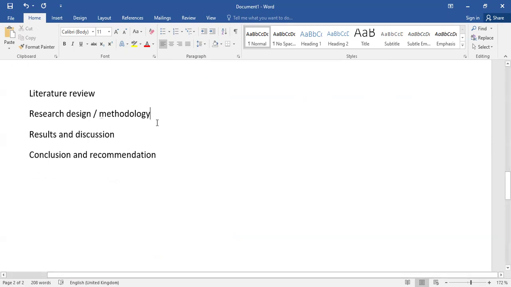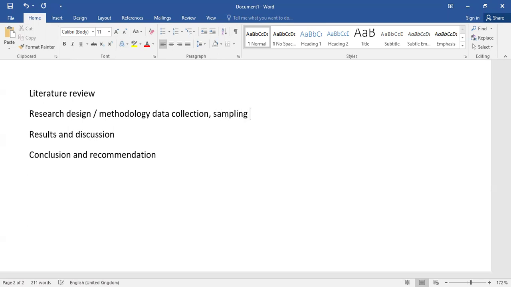The design is all about the data collection method. We also talk about what you have used to collect the data. Maybe you have used a questionnaire. If you use a questionnaire, that's a method of data collection. Primary is the one you collected yourself. Secondary is where you use published studies. Apart from data collection, we also have the sampling technique. I'm going to show a video for sampling separately.